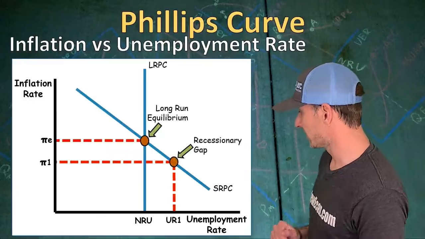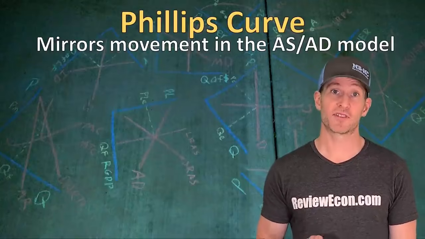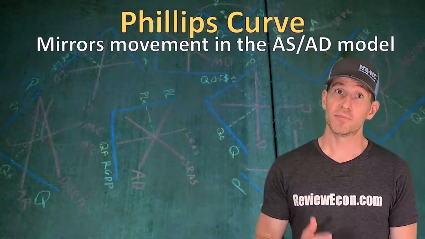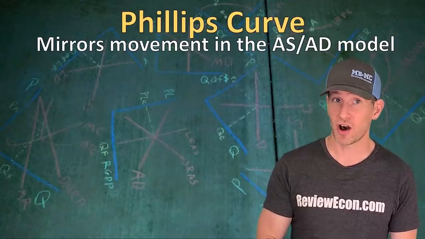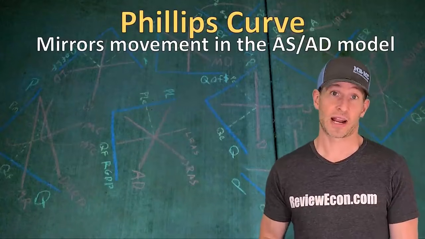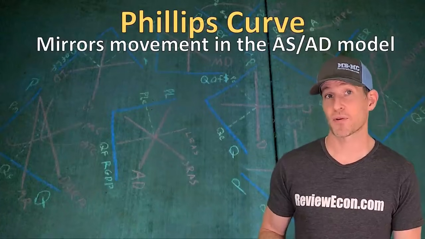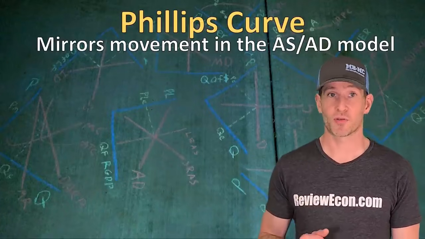Now, the short-run Phillips curve is really a mirror image of the short-run aggregate supply curve. Movement caused by a shift in the aggregate demand curve is illustrated as movement along the short-run Phillips curve, just as it is a movement along the short-run aggregate supply curve. And shifts of the short-run aggregate supply curve are shown as an opposite direction shift of the short-run Phillips curve.